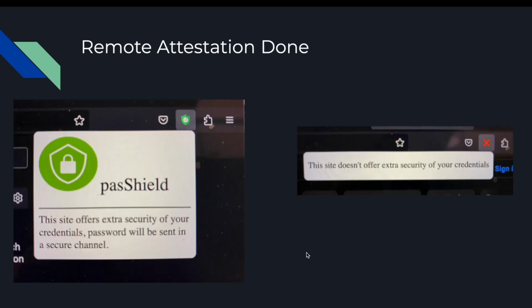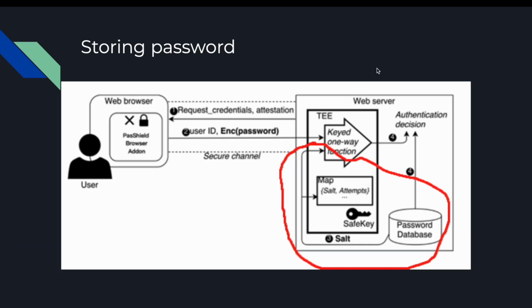When the remote attestation is done, you will see it on the left. When it does not detect the TEE, it will show the thing on the right. The second thing that the user will do is just sending the password. So we're gonna talk about the password storage.